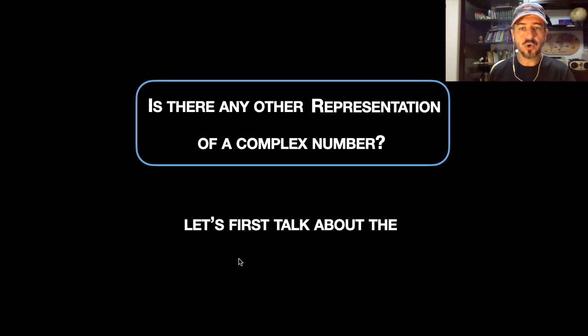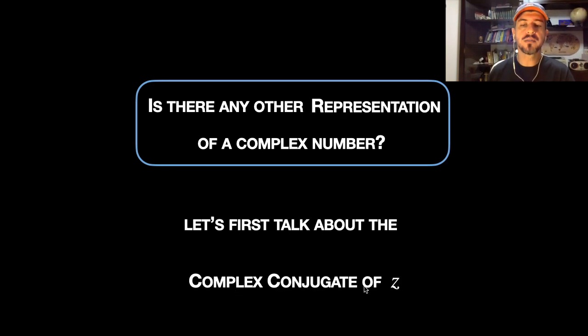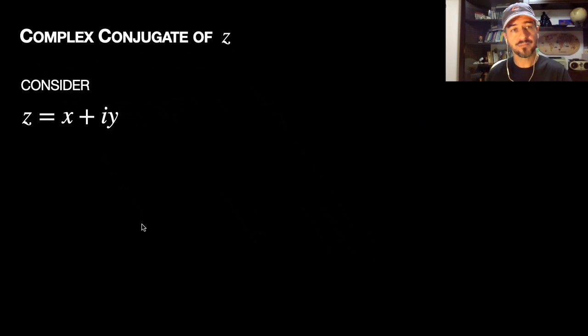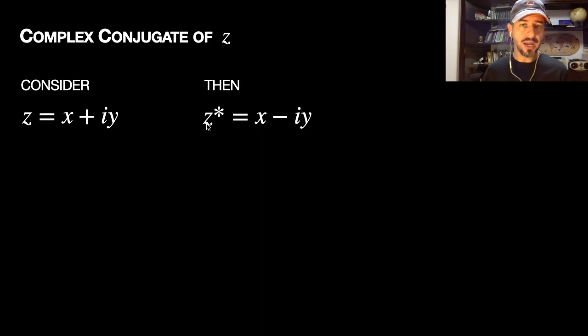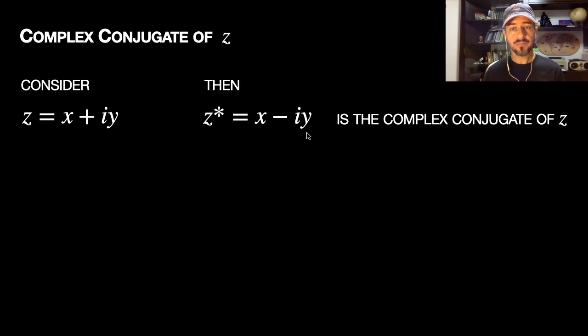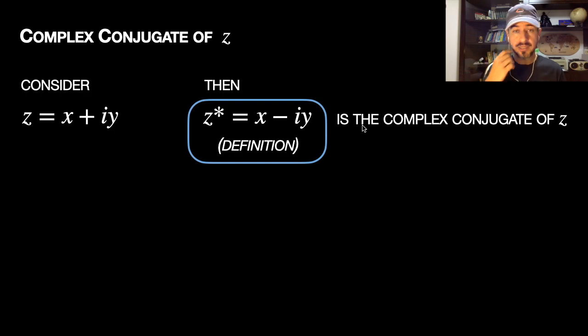So let's first talk about the complex conjugate of z, the complex conjugate of a complex number. Consider z, an example of a complex number, which is equal to x plus iy. Then we can define z star, the complex conjugate of z, as x minus iy. So instead of plus, minus iy. This is the complex conjugate of z. And to emphasize, this is just a definition.